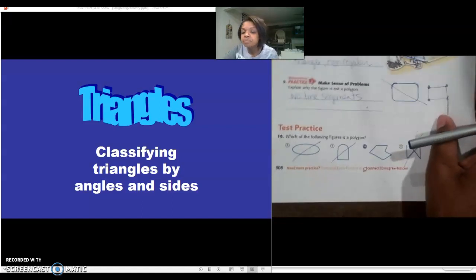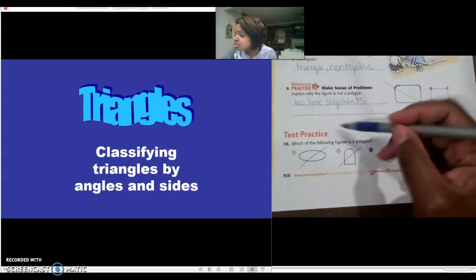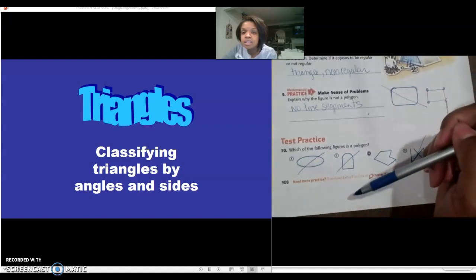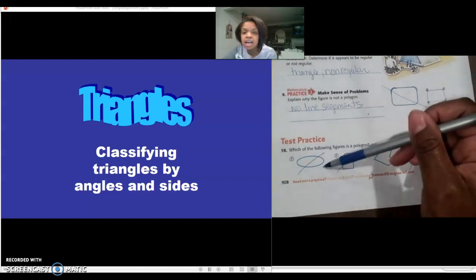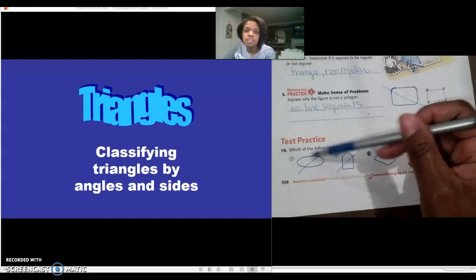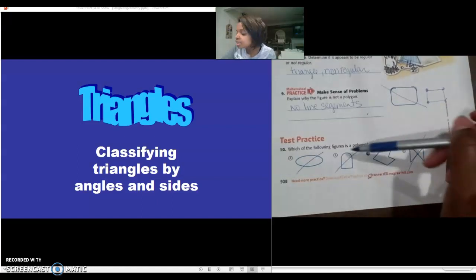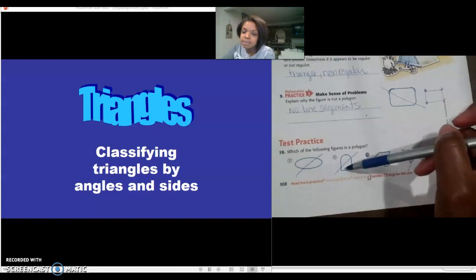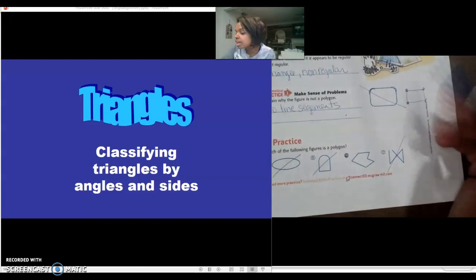Okay. All right, let's look at number 10. So again, when we're thinking about examples and non-examples of polygons, this is a non-example because it's a curved line. There are no line segments. B, exactly the same. There's 1 line segment, but then there's a curved line, and a polygon cannot have curved lines.